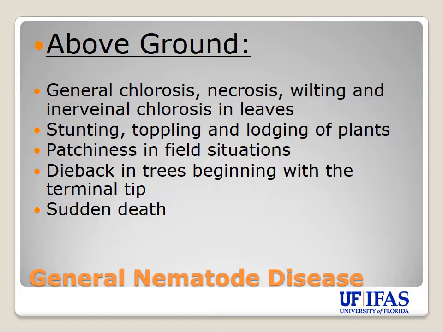In a large field where vegetables are being grown, they'll cause patchiness because nematodes are never distributed evenly throughout a grower's field or a vegetable garden. They're going to be in little patches. So here and there you're going to have plants that are not doing well and struggling. They can cause dieback in trees, beginning with the terminal tip of the tree. And then sometimes their feeding will cause sudden death in a plant. Seemingly overnight, the plant will go from healthy to dead.